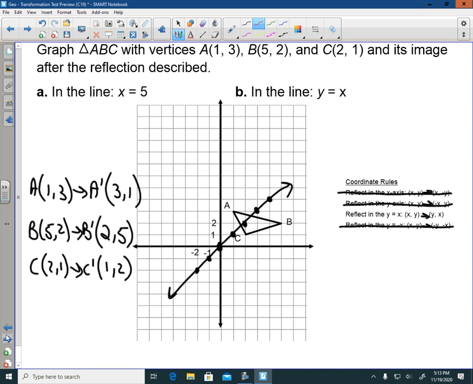So 3, 1 is where A prime is. 1, 2, 3, 1. Here's A prime. B prime is at 2, 5: 1, 2, 3, 4, 5. I'm so sorry about this feedback, man. Here's B prime. And C prime is at 1, 2. There you go. You have successfully reflected that triangle over y equals x using the rule, because you have to.